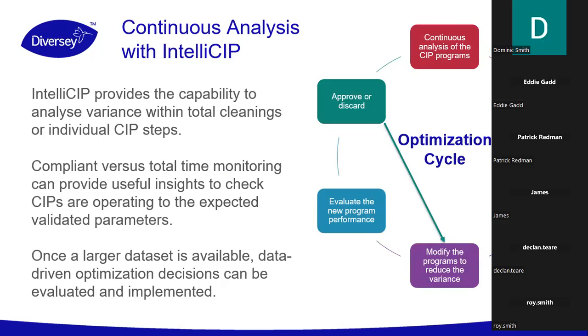And that compliance versus total time monitoring can be really useful to make sure that the CIPs are operating at their expected validated parameters. And obviously, the larger the data set, the more data-driven optimization decisions can be evaluated and implemented. So the longer you do this, the better the data you get, and the more information that you can drill down, the more benefit you can get. Because the idea is to get your most effective clean in the most efficient time. So that's all about IntelliCIP.